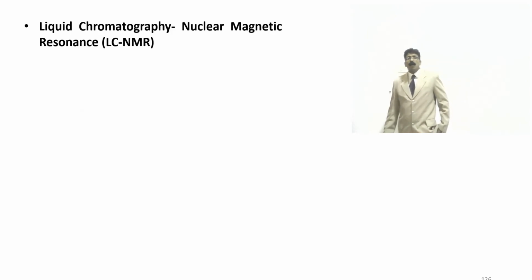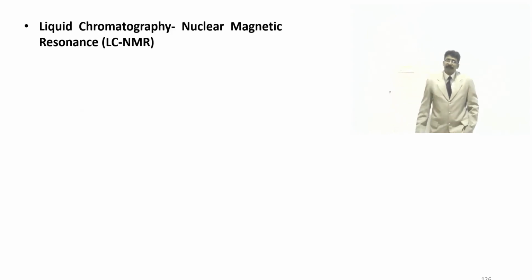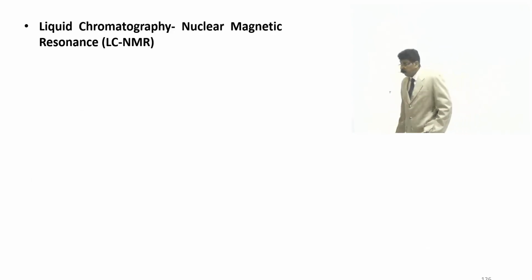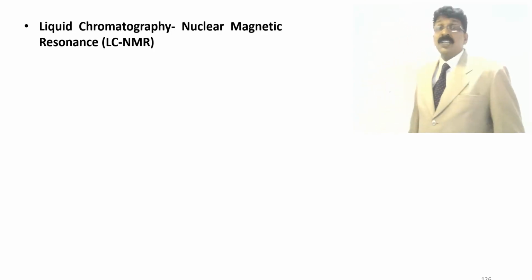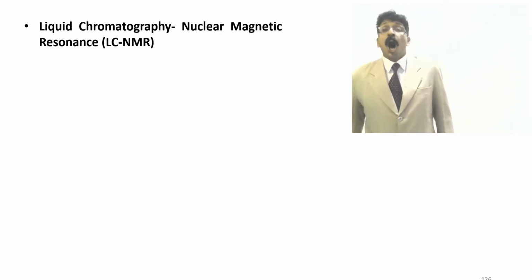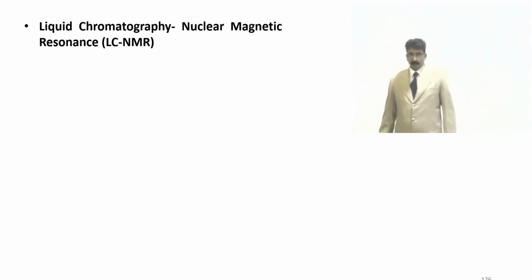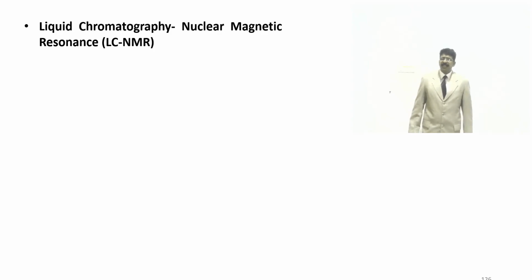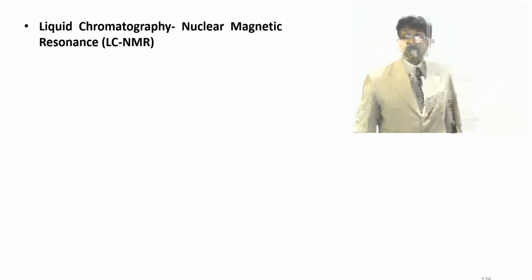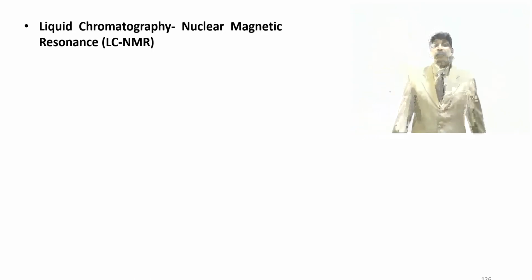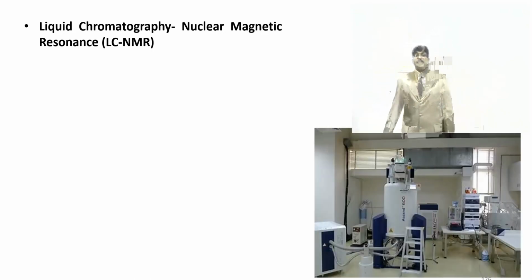And now we are coming to the hyphenated systems. Hyphenated analysis is done by connecting two instruments or two technologies, by which you get very quick, specific identification. And this is the first example: liquid chromatography connected with nuclear magnetic resonance.